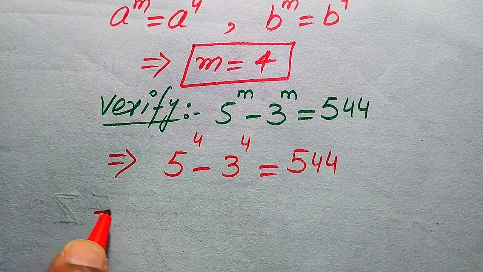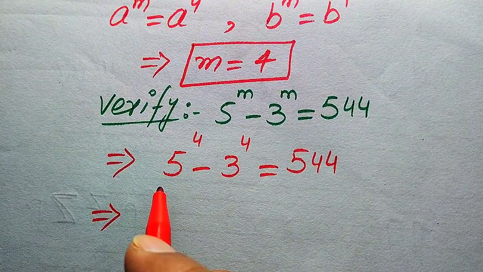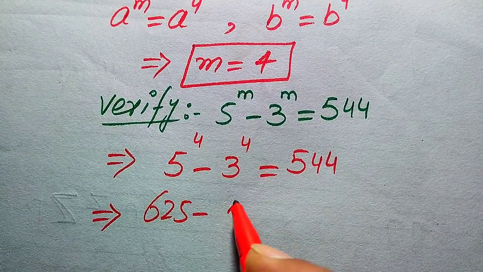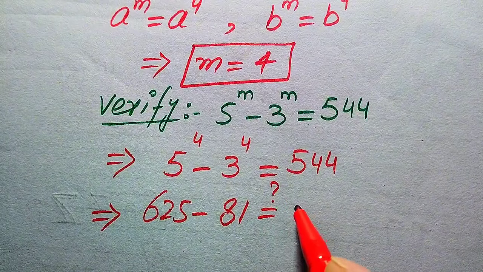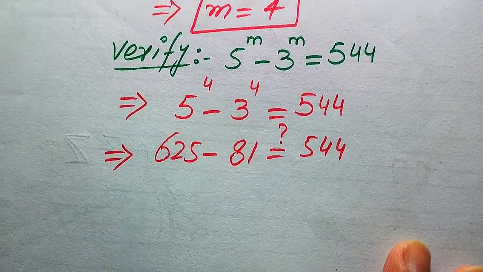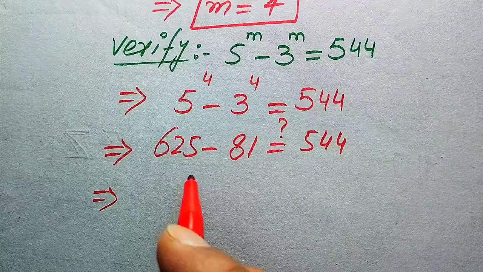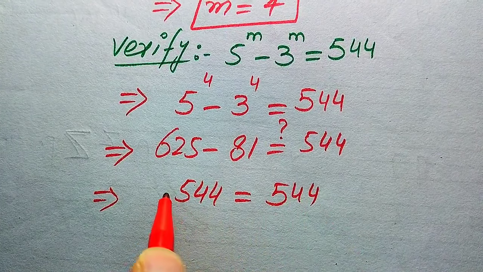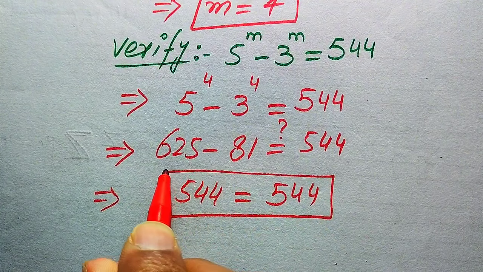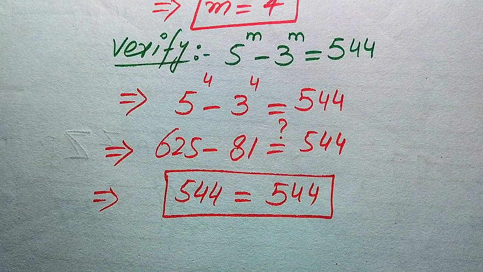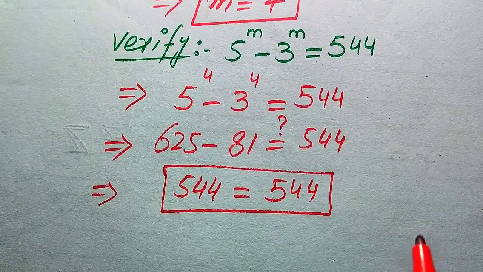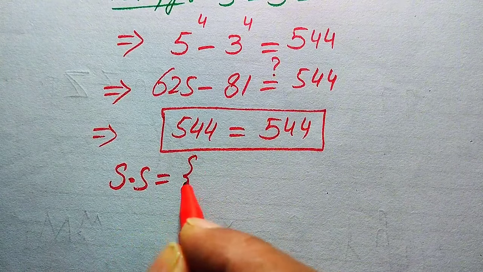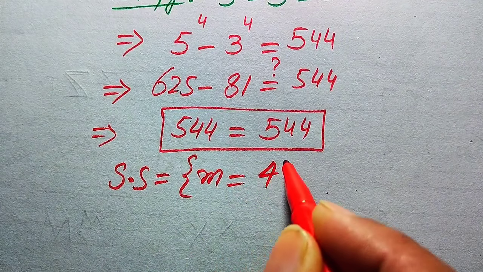So here you clearly see that 5 to the power of 4 is equal to 625, minus 3 to the power of 4 which is equal to 81, and we check whether this equals 544 or not. So when we subtract both of these values, we clearly get 544 equals 544. This shows that both of the sides are equal when we take m equals 4. So this means that the value of m equals 4 satisfies our given question statement, so finally we have the solution set of this question: m equals 4.